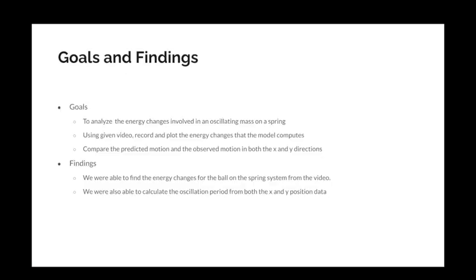So the goals and findings for this lab: the goals were to examine the energy changes involved in an oscillating mass on a spring, and then using a given video, we would record and plot the energy changes that the model computes, and compare the predicted motion and the observed motion in both the x and y directions. For our findings, we were able to find the energy changes for the ball in the spring system, and we were also able to calculate the oscillation period for both the x and y position data.